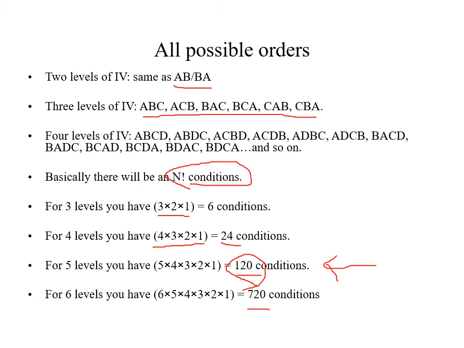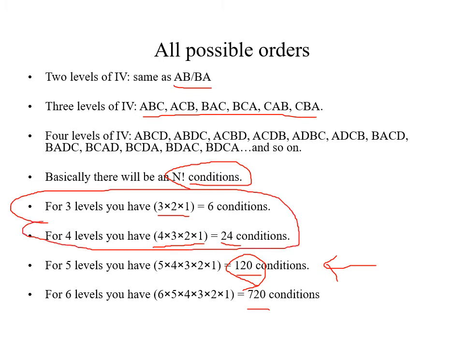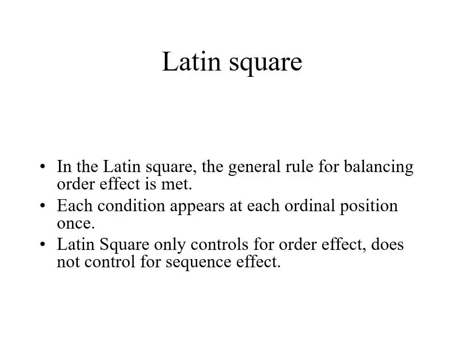Well, you are right. Mostly people would only do all possible orders up to 3 levels, and in some cases, if it's a very large scale study, maybe 4 levels. But 5 levels or 6 levels is unheard of. So you're thinking, is there an easier way to still address this problem? Well, there is, and that is called the Latin square.